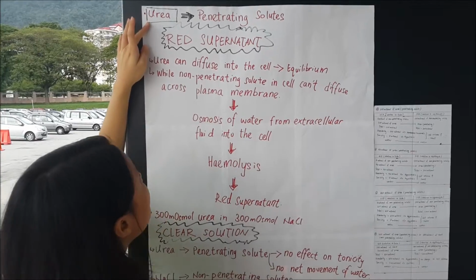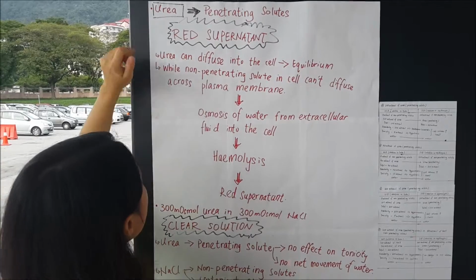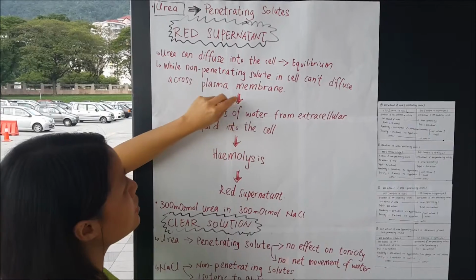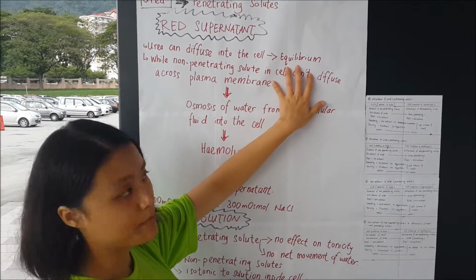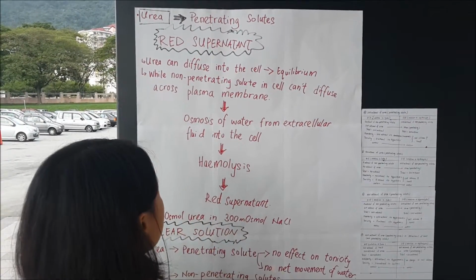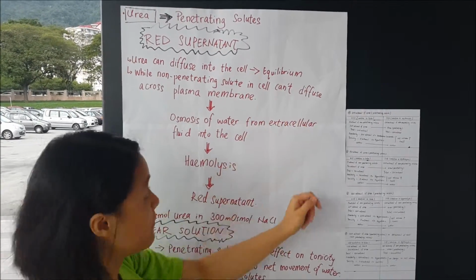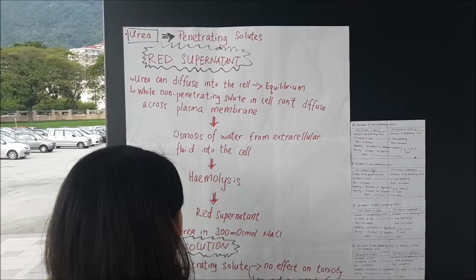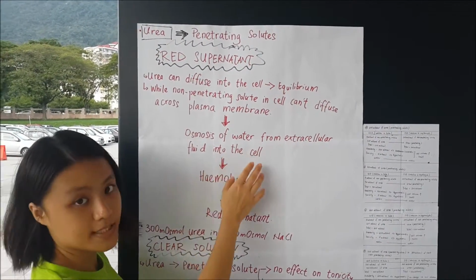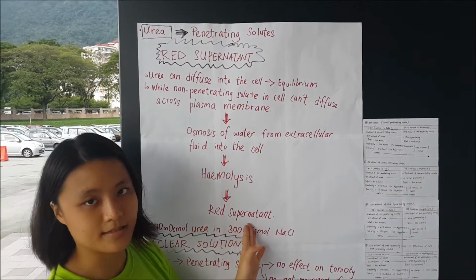For urea, we can see that a red supernatant is formed. Urea, which is a penetrating solute, can diffuse into the cell and achieve equilibrium, so it will not affect the net movement of water. However, there are non-penetrating solutes in the cell that cannot diffuse across the plasma membrane, causing osmosis of water from the extracellular fluid into the cell. So hemolysis can occur and a red supernatant is obtained.